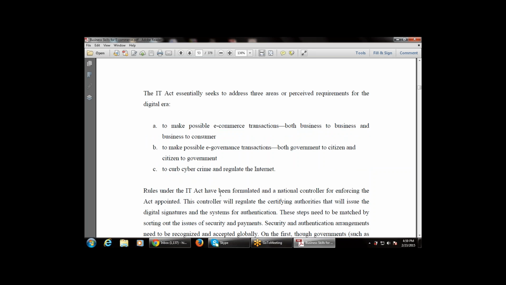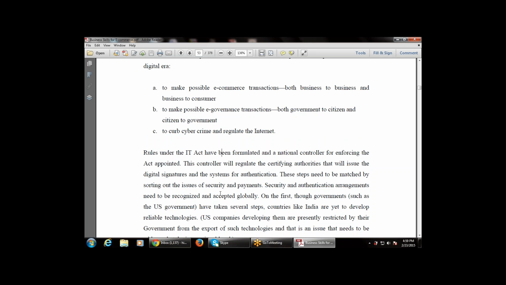Rules under the IT Act that is available, the IT Act 2001 has been formulated and a national controller for enforcing the act appointed. That is, first of all the rules are defined and then a national controller for enforcing this act is appointed. This controller will regulate the certifying authorities that will issue the digital signature and the system for authentication.